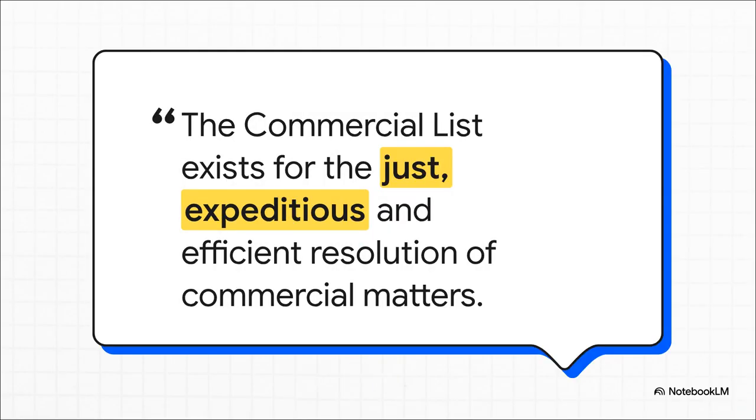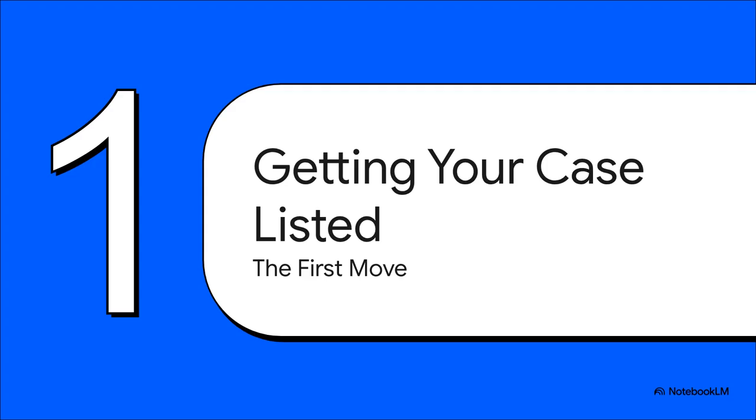You see this sentence? Everything, and I mean everything, starts right here. This is the why behind every single rule we're about to talk about. The whole system is built on 4 pillars: being just, fast, efficient, and cheap. Every move you make on the list is going to be judged against this one standard. Remember it. Okay, so first things first, how do you even get your case onto the list?